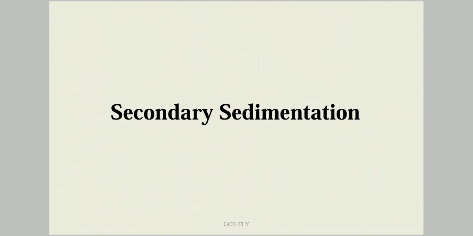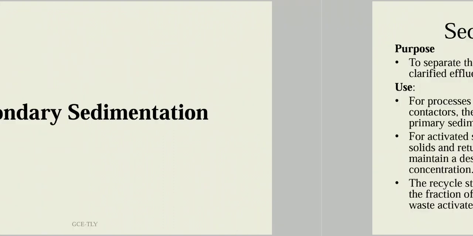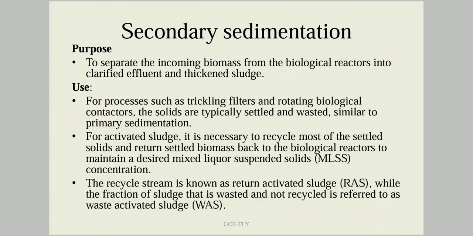Next is secondary sedimentation. Secondary sedimentation is similar to the primary sedimentation, but here it is done to remove the biomass from biological reactors so that we can get a clarified effluent and thickened sludge separately. The sole purpose of the secondary sedimentation tank is to remove the biomass from the biological reactors. It is used for processes such as trickling filters and RBC, that is, rotating biological contactors. And solids are typically settled and wasted similar to the primary sedimentation.